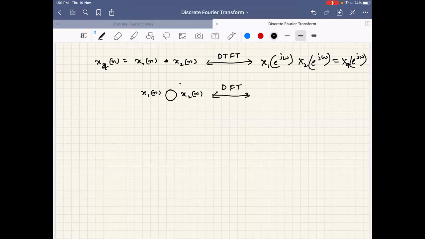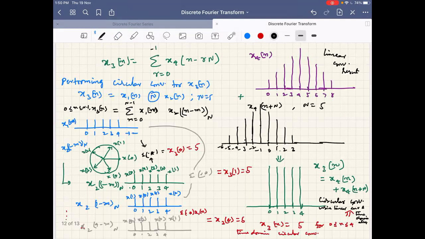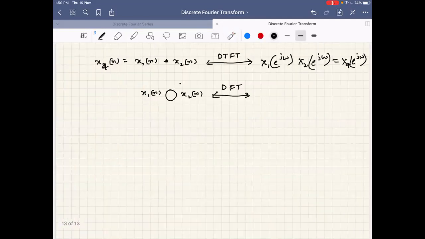DFT. Now the question is, can we get the linear convolution result from the circular convolution? Previously we have seen how to get the result of circular convolution from the linear convolution. Now the question is, can we get the linear convolution result by performing circular convolution? Is the answer yes or no?